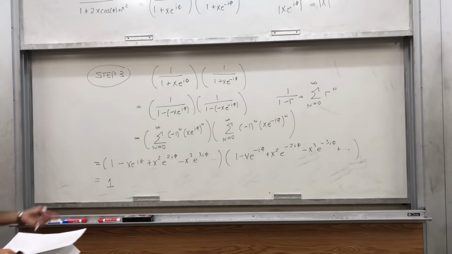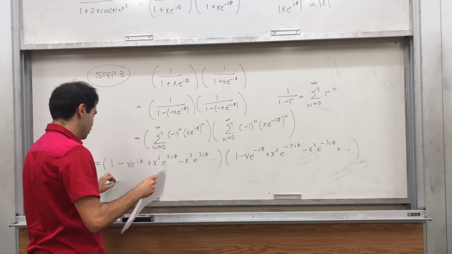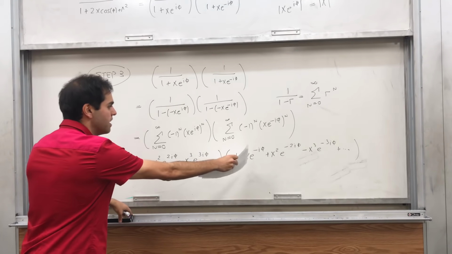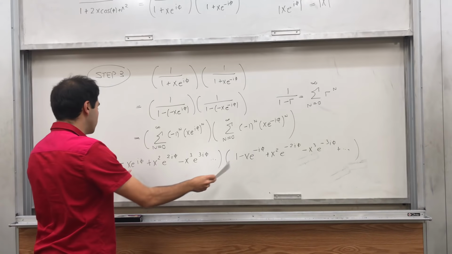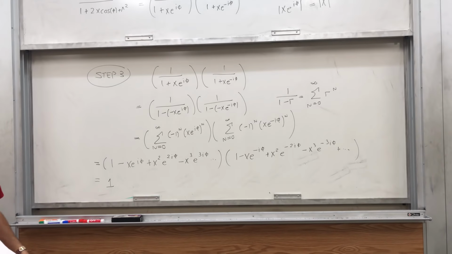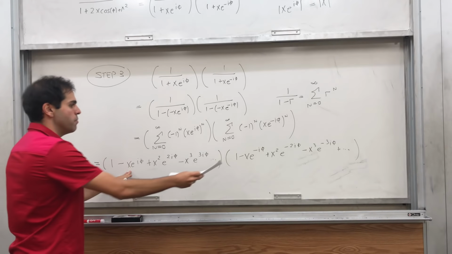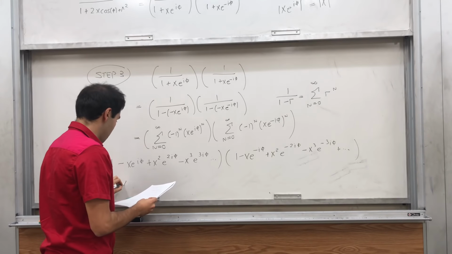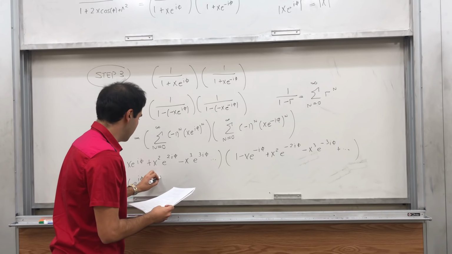How do we get x? There are two ways. You multiply 1 by minus x e to the minus I phi, or the other way is to multiply minus x e to the I phi by 1. So, to get x, you have minus x times e to the I phi plus e to the minus I phi.